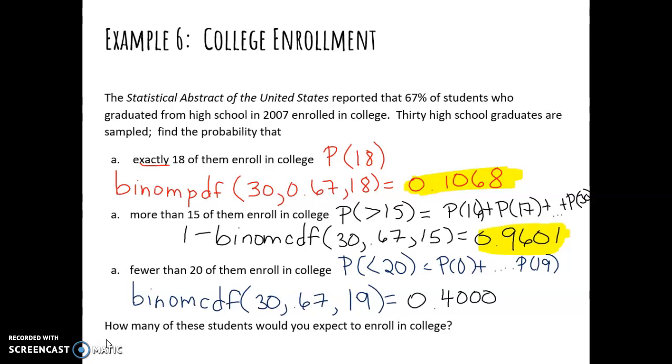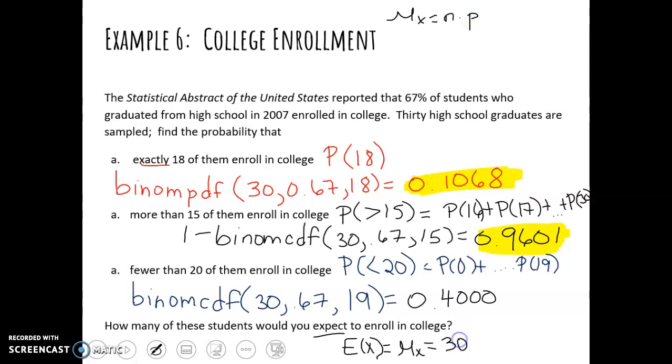How many of these students would you expect to enroll in college? Expect, we needed an expected value. Expected value is the same as the mean of the random variable. And recall the mean of the random variable is n times p. So n is 30 times p. P is 0.67. And if we multiply those two together, 30 times 0.67, we get 20.1.